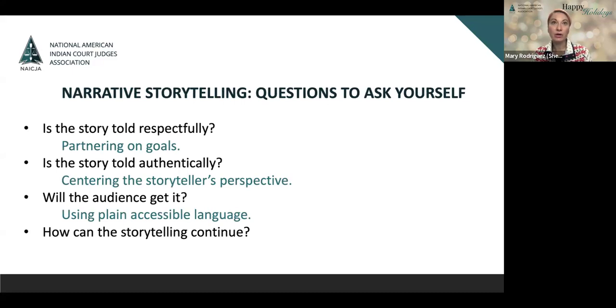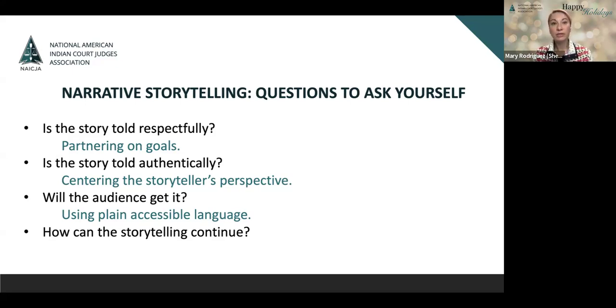Questions to ask when you are gathering these stories: is the story told respectfully? Again, looking at your goals, making sure they're partnered with them. And is this an authentic story? Making sure you center the storyteller's perspective, which means you may need to give some background information. If the audience is not familiar with maybe where you're practicing, you may need to let them know, like, this person is from a rural tribal community, or this person is a victim of a crime and has experienced PTSD, and that's the place that they're coming from when they tell you this story.